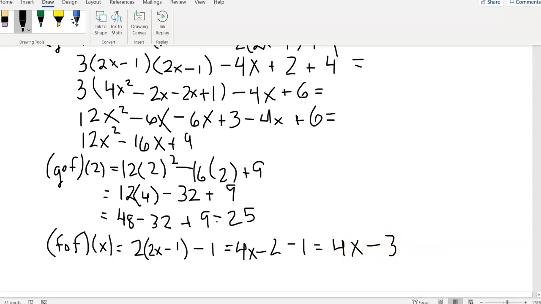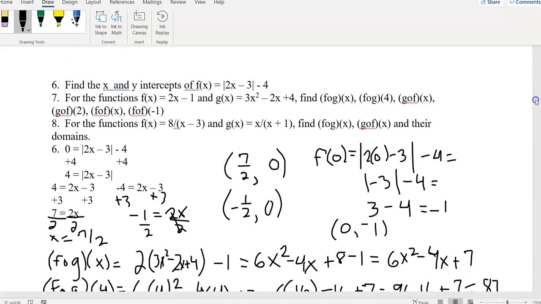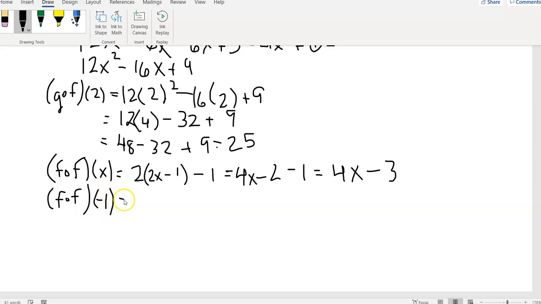Now let's do the very last part of this question, which was to find f composed with f of negative 1. So now that we've got the answer to f composed with f, let's plug a negative 1 inside. So let's plug our negative 1 into our x. So we'll have it right here, 4 times negative 1 minus 3. And that's going to be negative 4 minus 3, which is negative 7.